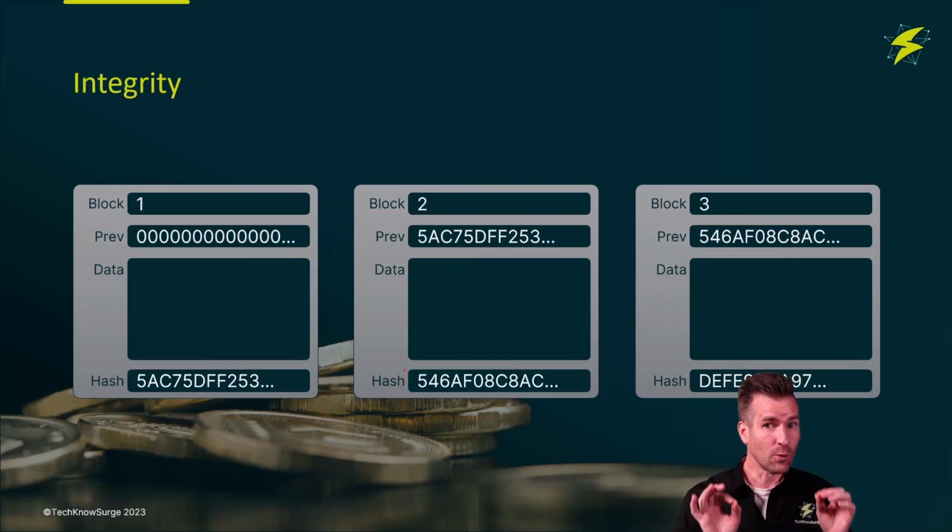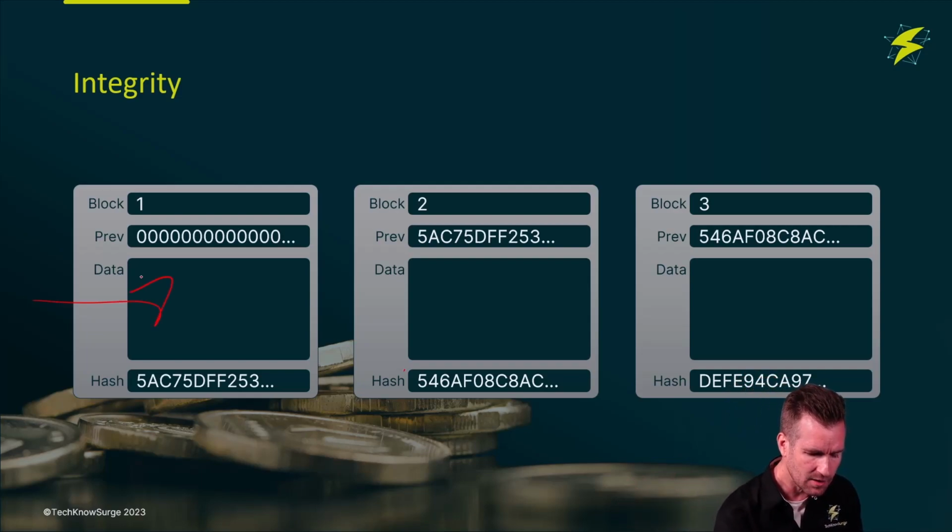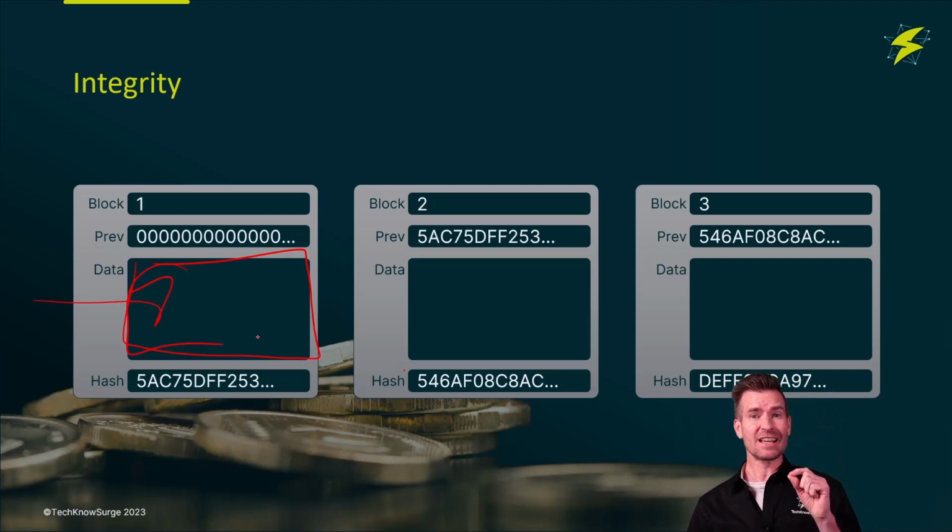So here's where the real power comes in with blockchain: we now have integrity. That is, I can't go back and change one thing without having to change everything from that point on. So what I mean by that is, let's say we go back to block 1 and change something in this data right here. Let's say we change the date of birth just by a day. Well, as we mentioned, that means that hash completely changes.